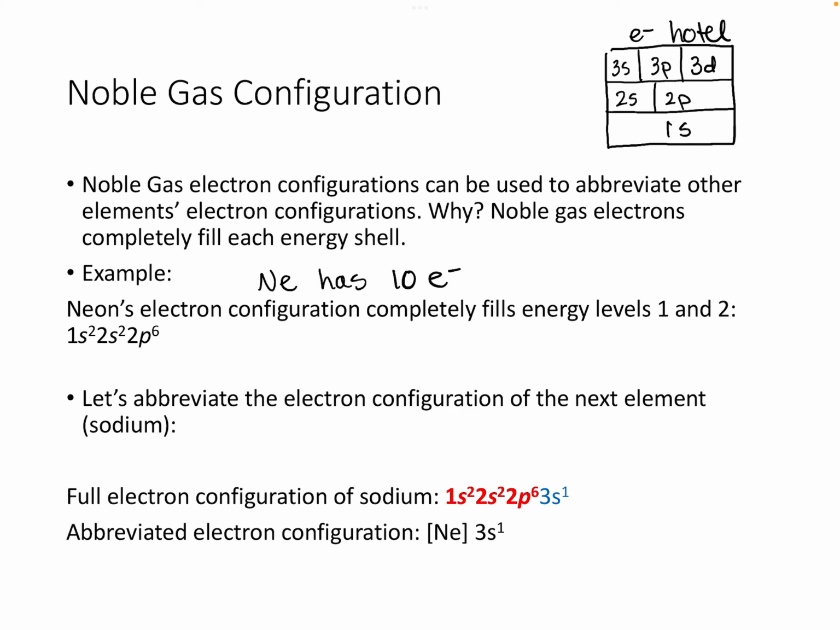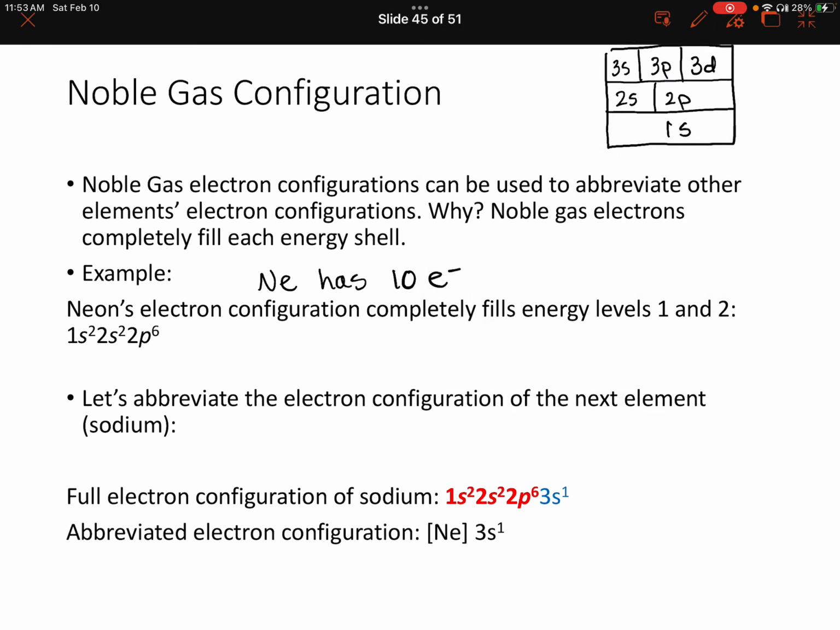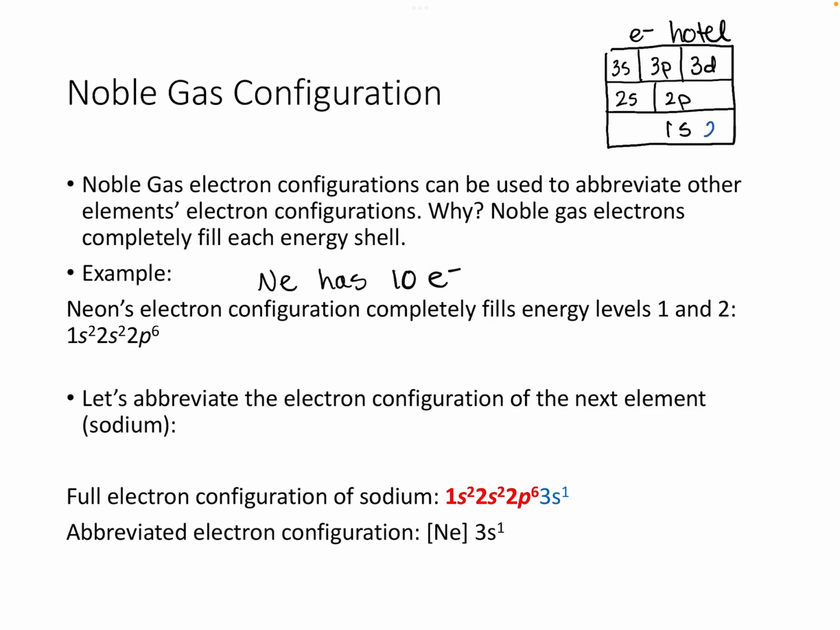I'll just write that real quick. Remember, the first 2 electrons are going to go in the lowest energy shell, which is the 1s shell. The next 2 electrons will go into the 2s shell. And then remember, the 2p shell, which is the next highest energy shell, can hold a maximum of 6 electrons.